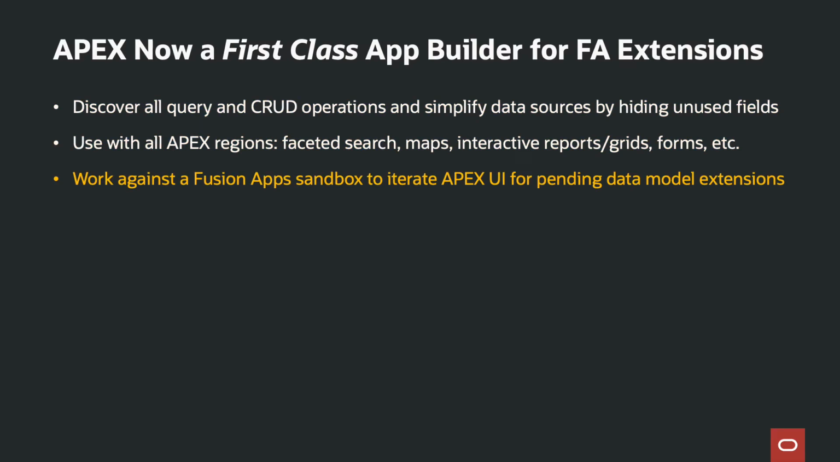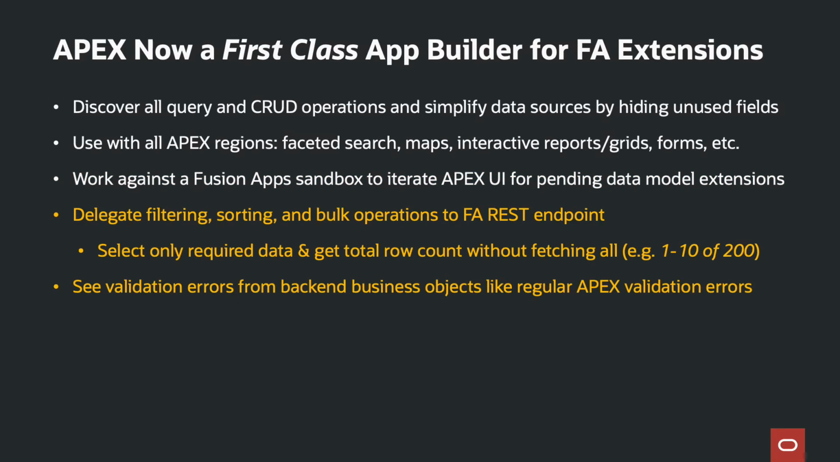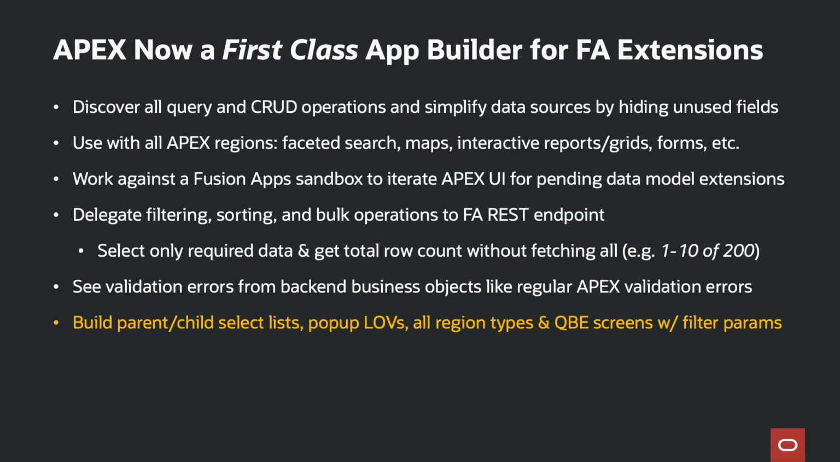in Fusion App Composer. Working iteratively against pending changes in a Fusion sandbox is simple, and Apex automatically uses powerful features of the Fusion App's REST services to prune, filter, sort, and do bulk operations to deliver the best performance. Common types of interactions with parent-child objects, query by example pages, and cascading lists are easy to accomplish as well.